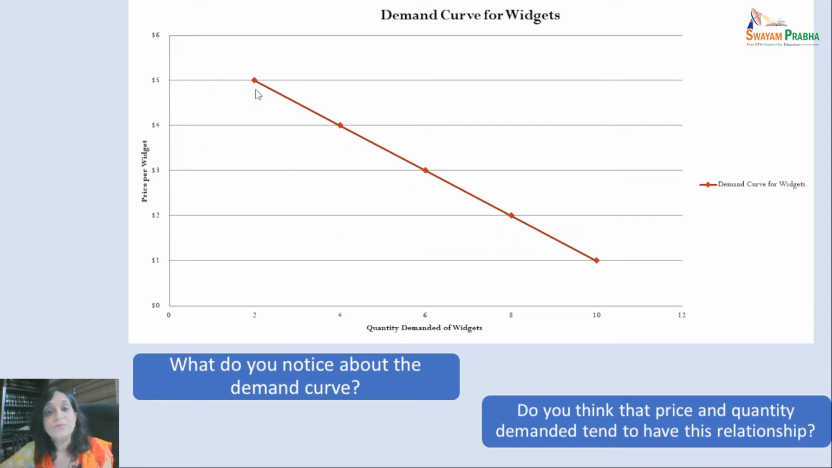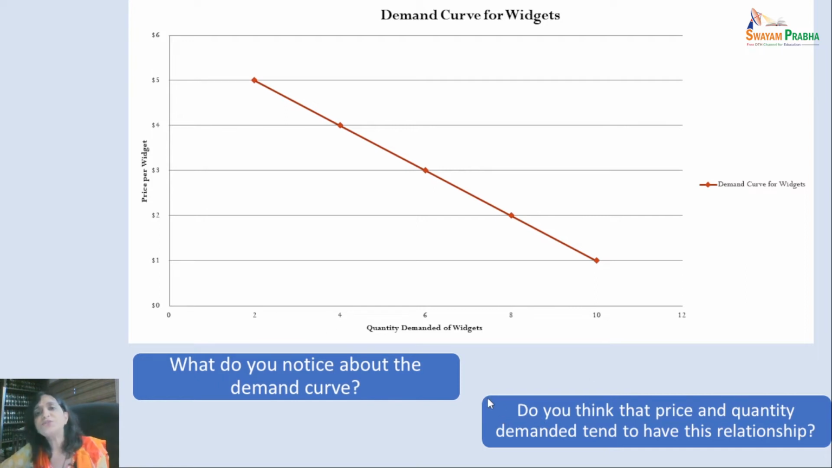What do you notice about the relationship between price and quantity? We see that when the price is more, the quantity demanded is less. When the price is 5, the quantity demanded is 2. When the price is, let us say, 1, quantity demanded is 10. So the demand curve is downward sloping, showing you an inverse relationship between the price and the quantity demanded.